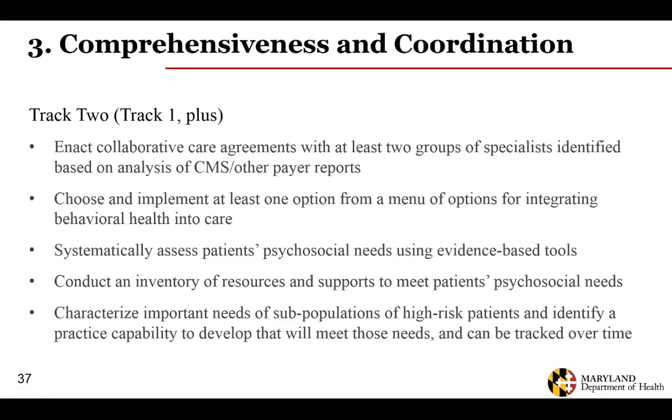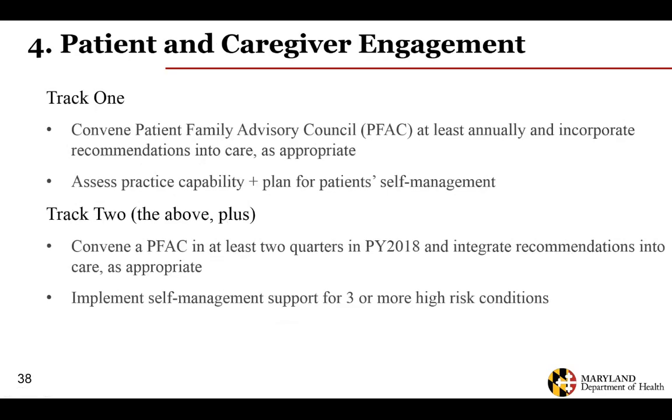Patient and caregiver engagement, very, very important. So in this program, you're asked to convene a patient-family advisory council at least once annually and incorporating those recommendations as appropriate and assessing the practice's capability for patient self-management. And then in Track 2, they're required to do it in at least 2 quarters and integrating those recommendations. And then implementing self-management support for 3 or more high-risk conditions. Okay, next slide.